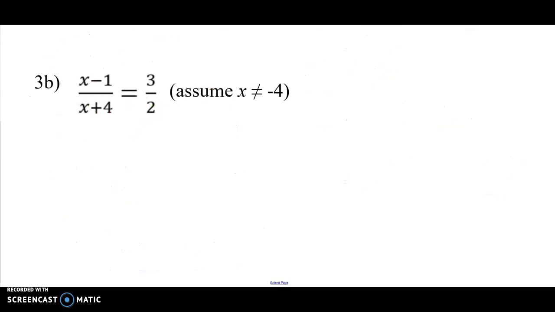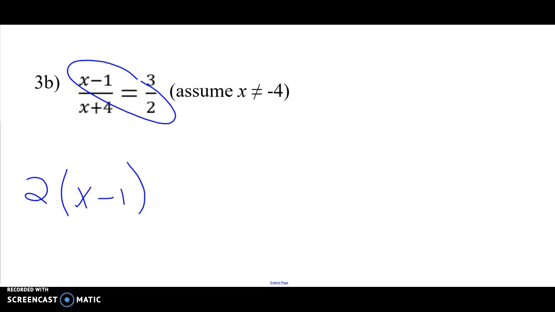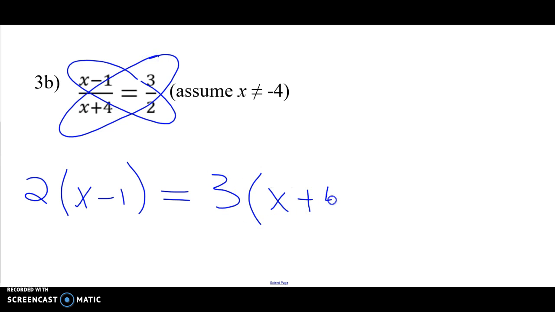We're going to cross multiply. So 2 times x minus 1. Now you need to put x minus 1 in parentheses because it's 2 times all of x minus 1, equals 3 times x plus 4.